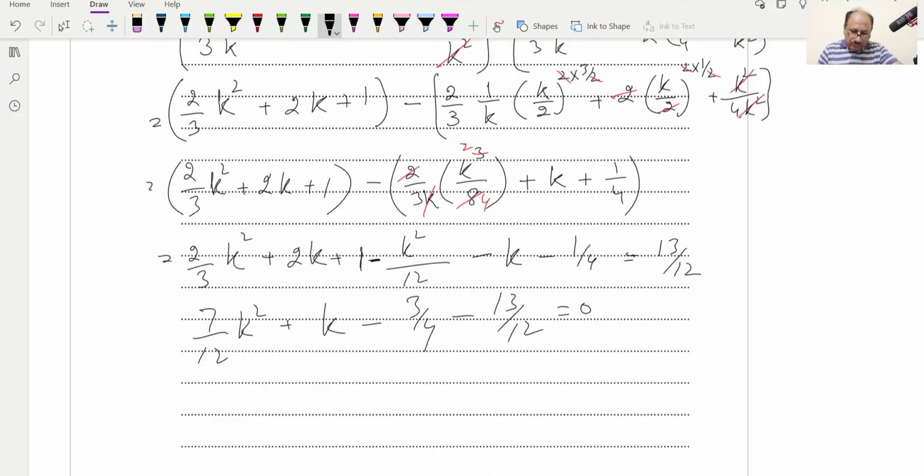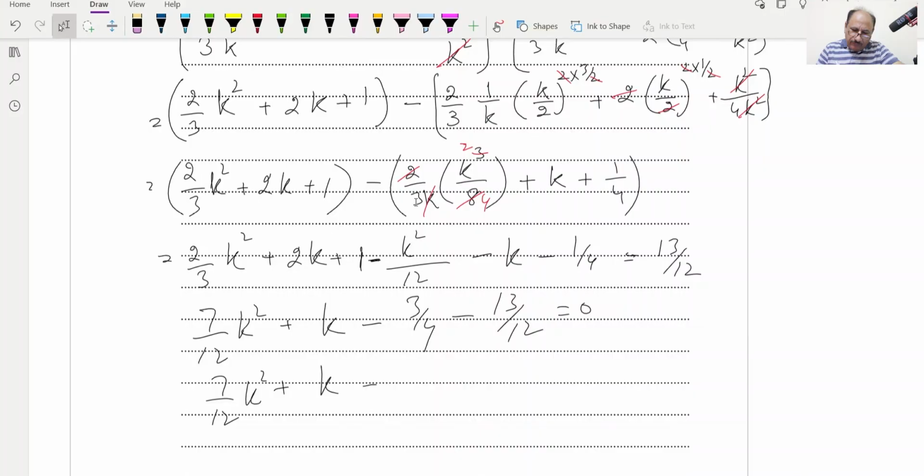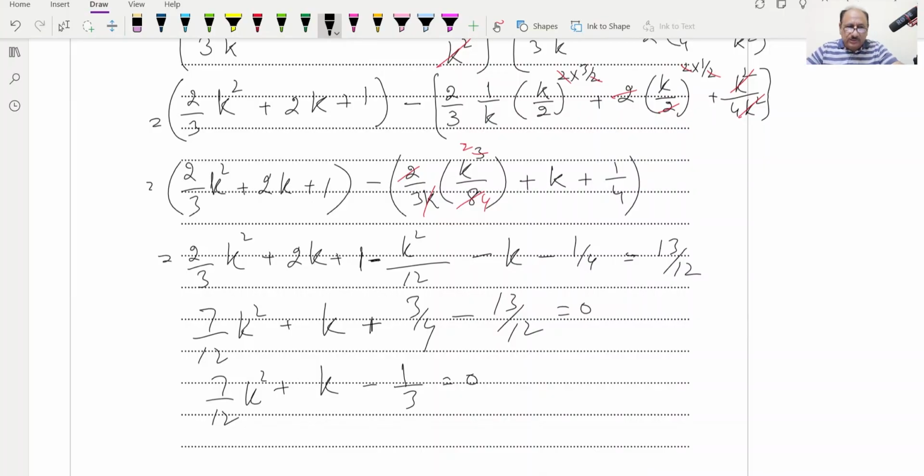So we can write here 3 by 4, and this will be 7 over 12 k squared plus k, we can write this as minus 3 over 4 and minus 13 over 12. This will be resulting to minus 11 over 6. This one we have done a little mistake, so this should be plus 3 by 4, and by the help of calculator now we can find 3 over 4 minus 13 over 12, and this will be resulting to minus 1 by 3. So this will be minus 1 by 3 is equal to 0.